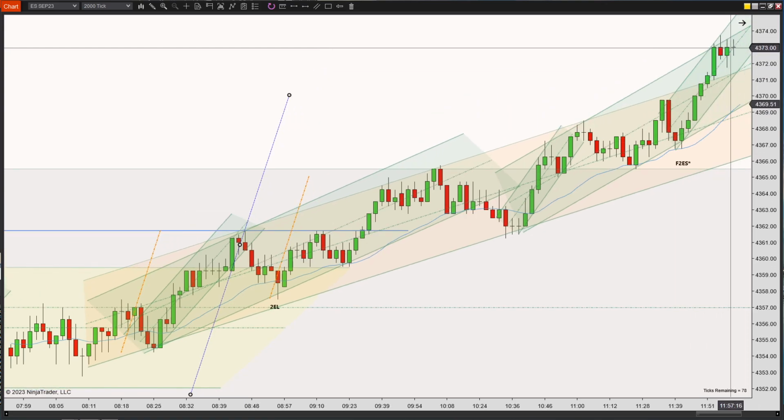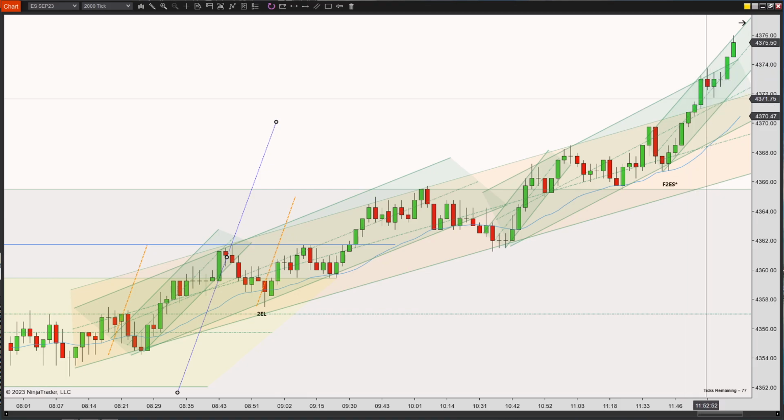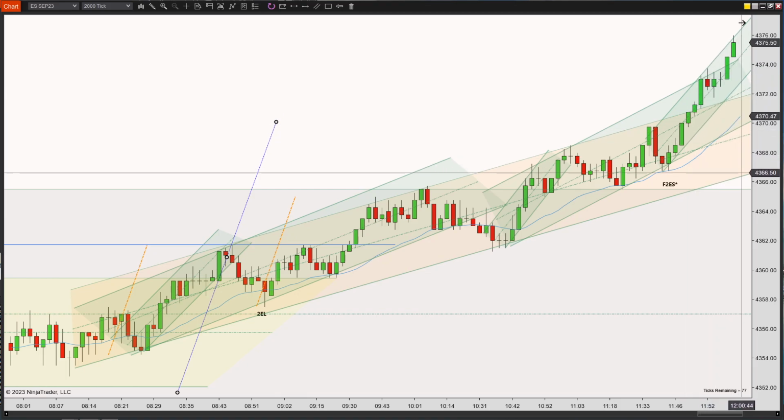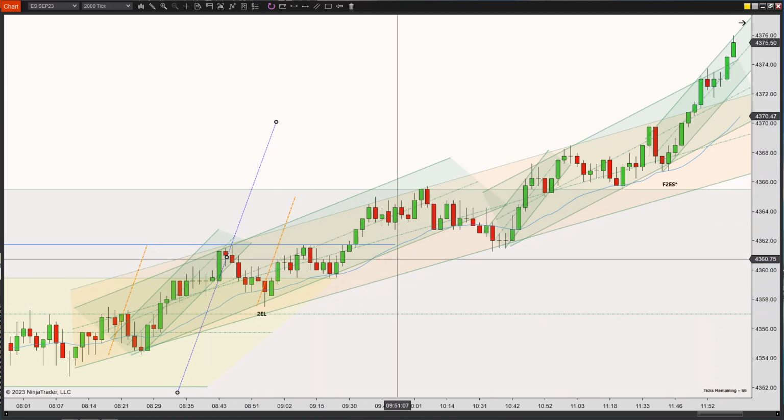Now it's breaking out through the top. You have an overshoot. I was thinking the overshoot might come back in and come back into this trend channel, but it doesn't.